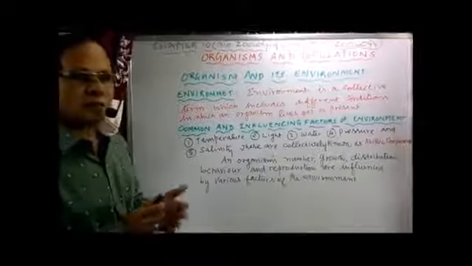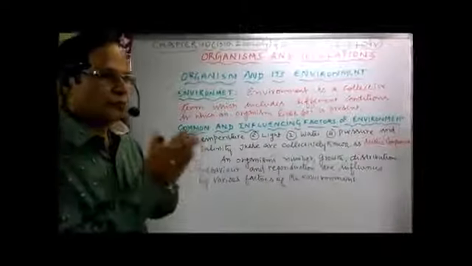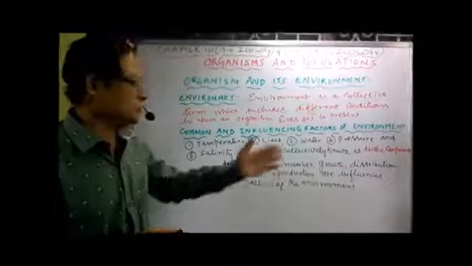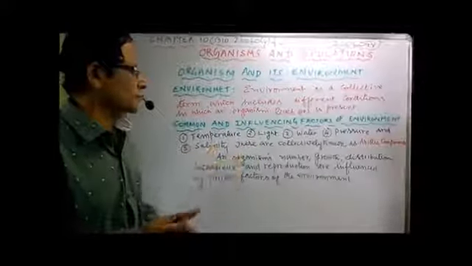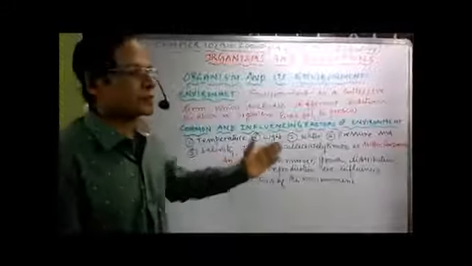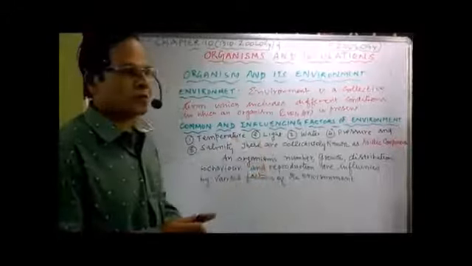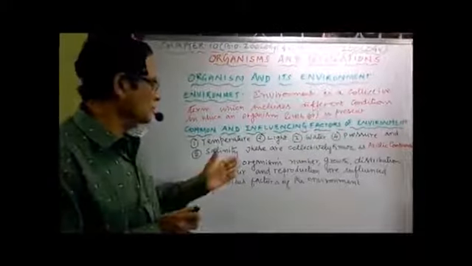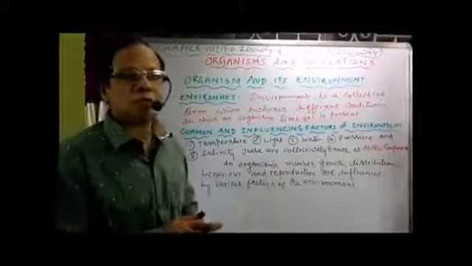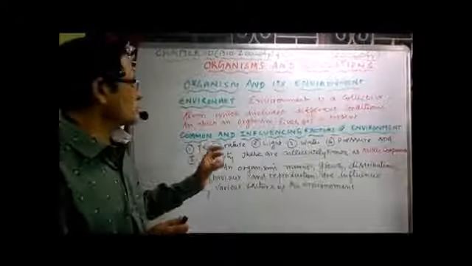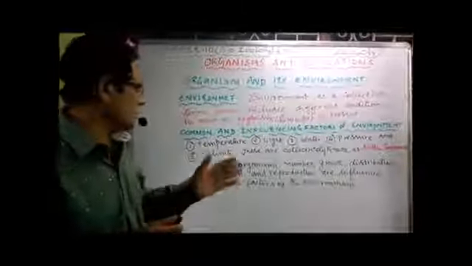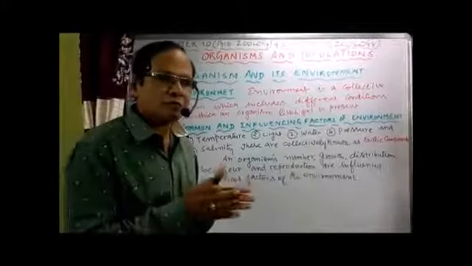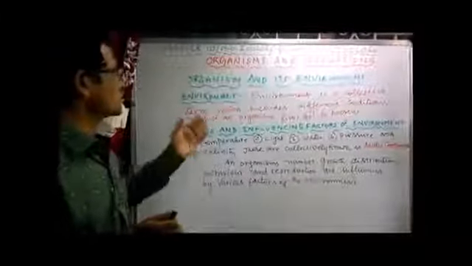Now, normally we have a number of factors which affect an organism. An organism's number, growth, distribution, behavior and reproduction are influenced by various factors of the environment. What I mentioned about the abiotic factors, even some living factors also affect, but particularly we are talking about the abiotic factors which affect the various activities of an organism. That's about the common and influencing factors of environment. Okay, abiotic components: they constitute the various factors of the environment which affect and influence the organism and its environment.